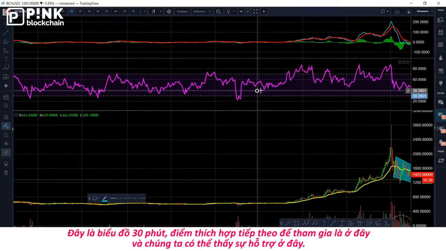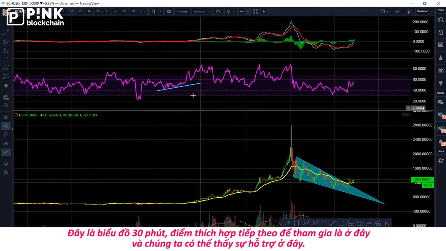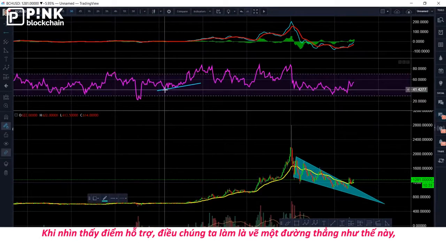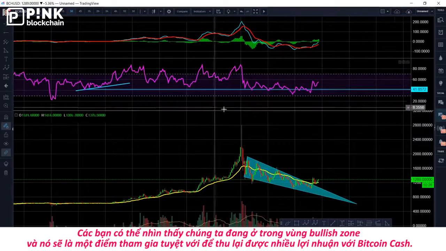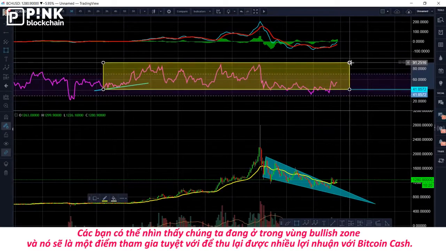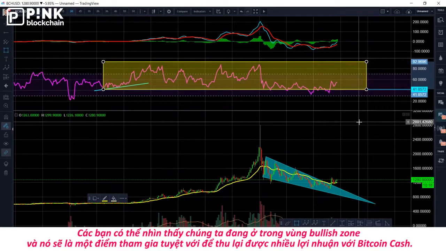This is a 30-minute chart. Next point to enter would be right here, guys, where we're starting to see support right there, okay? Now that we've seen support right there, what we're gonna do is draw a line just like this, okay? Just like that. And you guys see that we're now working in a zone such as this right here. And I have to admit, it's been a very profitable day trading, profitable 3-4 days just trading Bitcoin Cash in general.